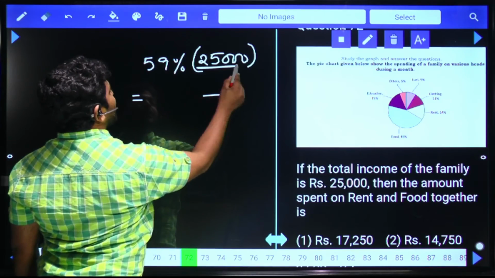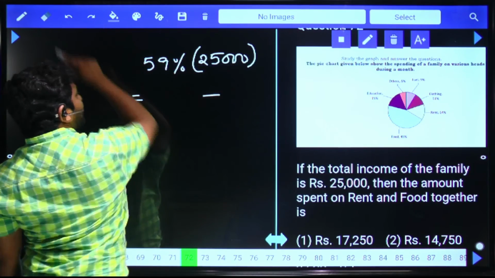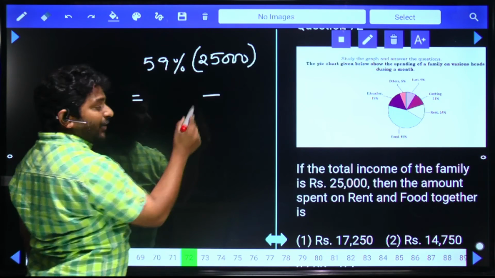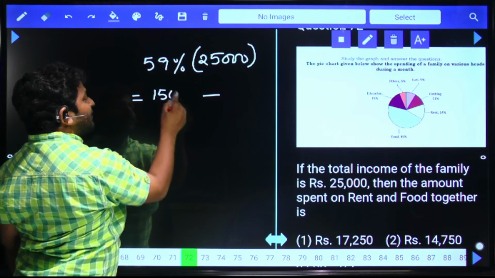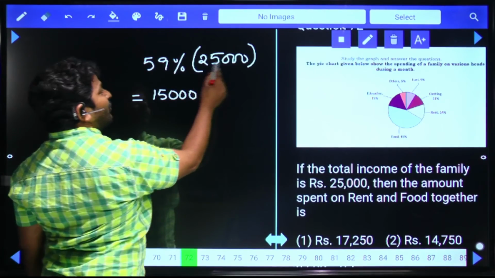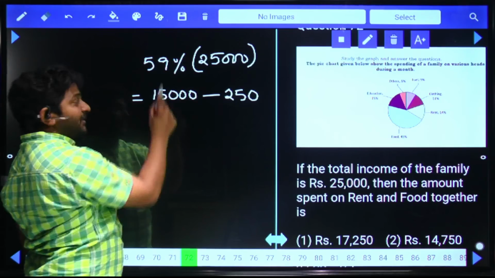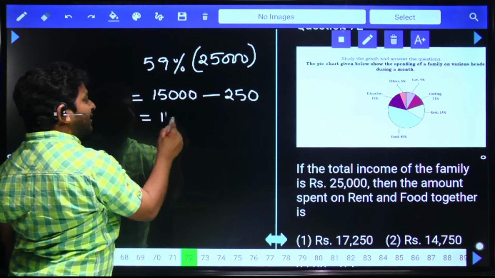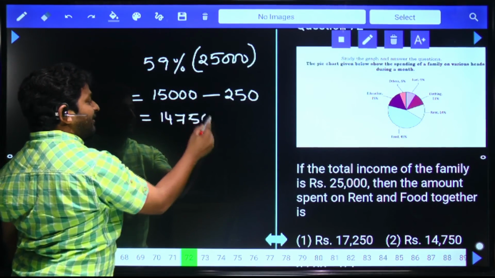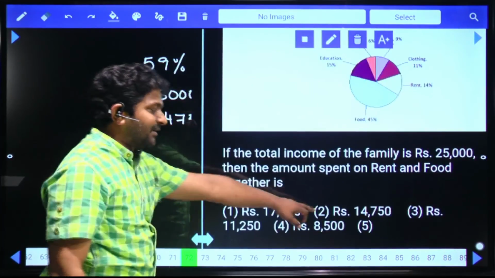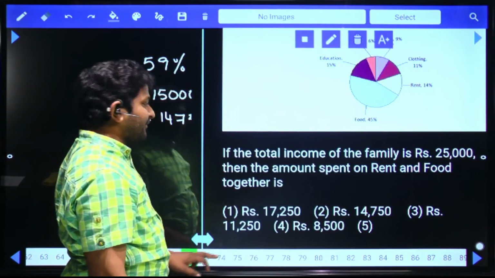10% means 2,500. 1% means 250. For 60%, it is 6 into 2,500. That is equal to 15,000. 1% is 250. 60% minus 1%, that is equal to 59%. Answer 14,750. Second option is the answer, 14,750.